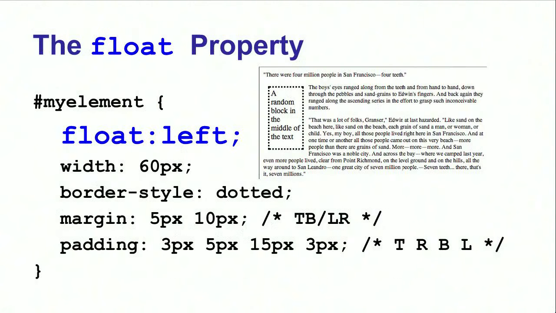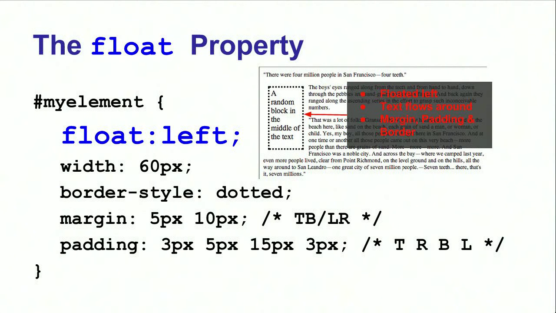To float an element, just set its float property to either left or right. Note that there is no way to float to the center, only left or right. Here we see an element floated left, allowing the text to flow around it to the right, with padding and margin used to provide some white space.